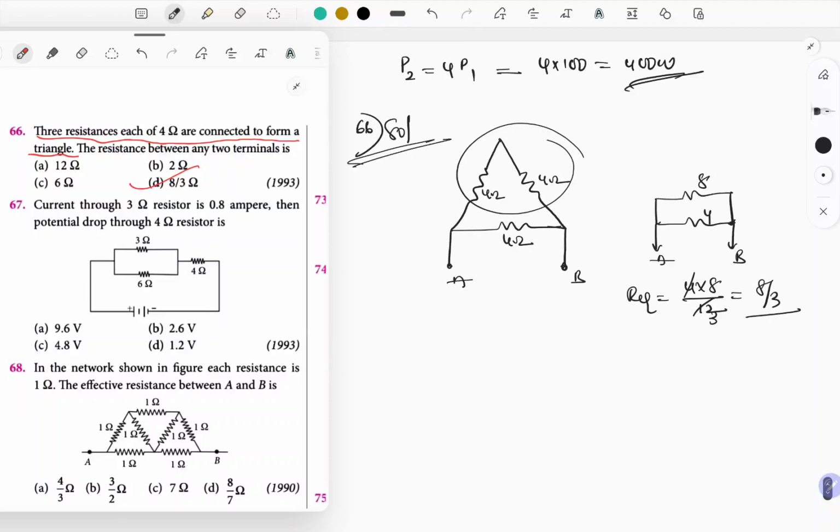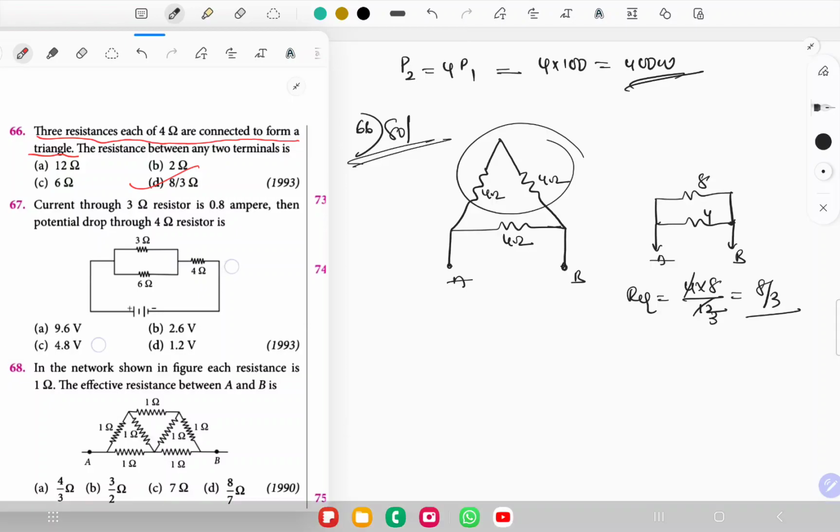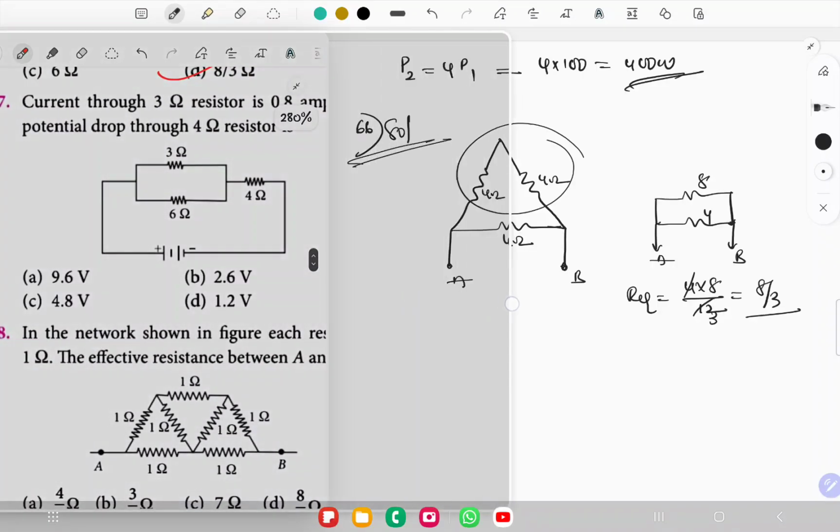Got it? Next question number 67. The question they are asking is, if the current through the 3 ohm resistor is 0.8 ampere, then what is the potential drop through the 4 ohm resistor? Okay, let's answer this question here itself.